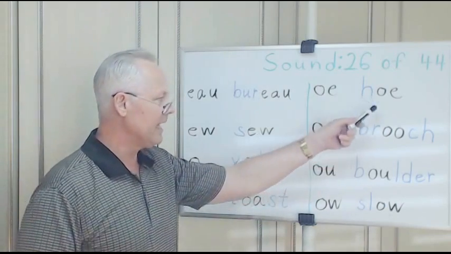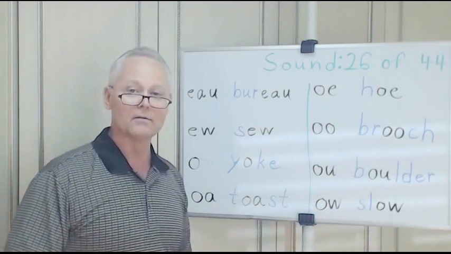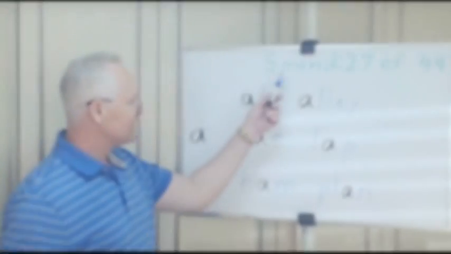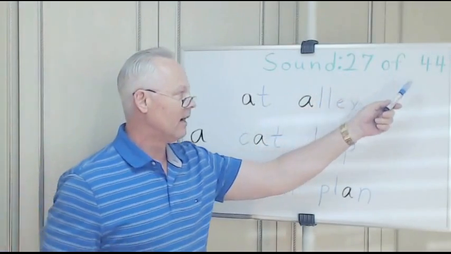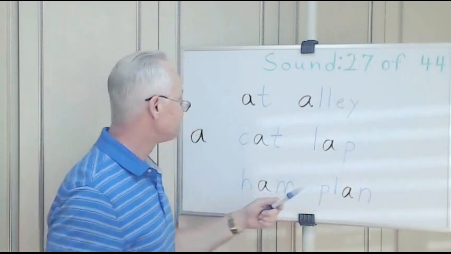Here we have 8 different letter combinations to make the sound of O. That's the sound 27 of the 44 sounds of American English.